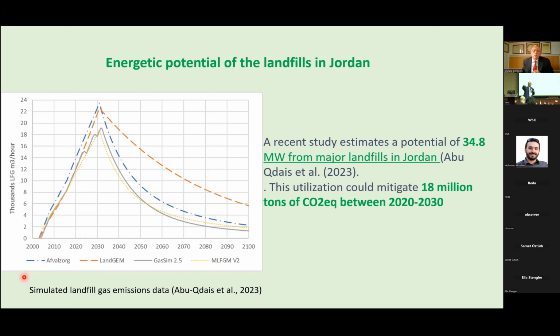Of course, we cannot apply biogas recovery to any landfill of any size. We have to have a certain size of landfill to recover the energy. So this energy is only from 5 landfills out of the 19 in Jordan. But for the other smaller sites, we can extract the biogas for flaring, just to reduce the greenhouse emissions. The utilization could mitigate 18 million tons of CO2 between the year 2020 and 2030.